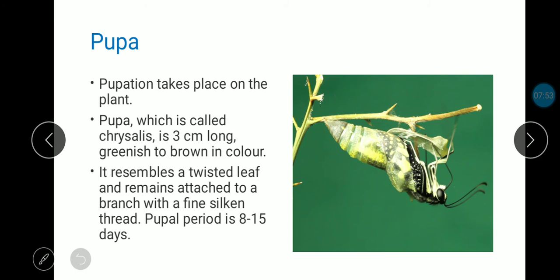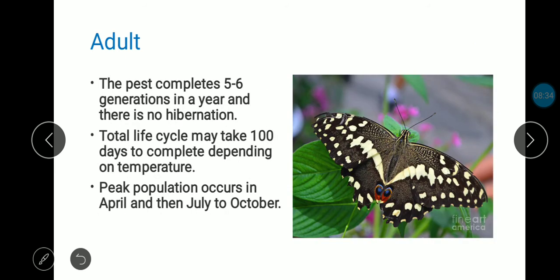Pupation takes place on the plant. The pupa, which is called a chrysalis, is 3 cm long, greenish to brown in color. It resembles a twisted leaf. This appearance is again protective. Then this pupa is attached to a twig by a silken thread. This thread you can observe in this photograph. These 2 threads are there, and this period is 8 to 15 days.